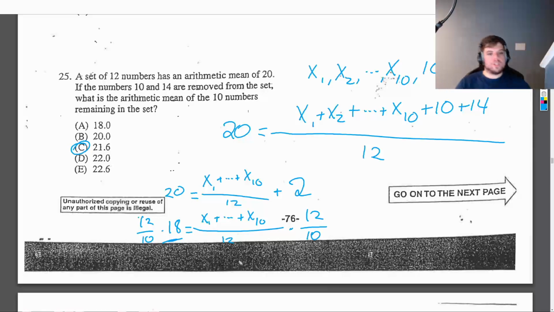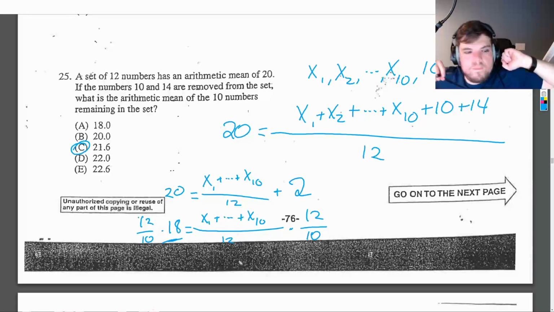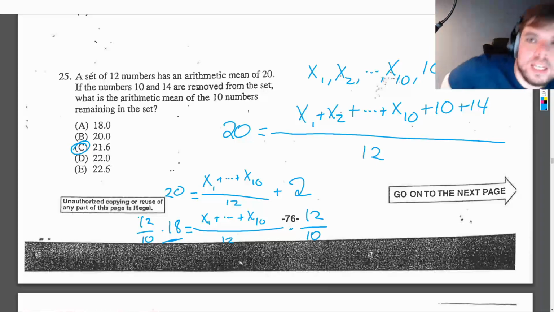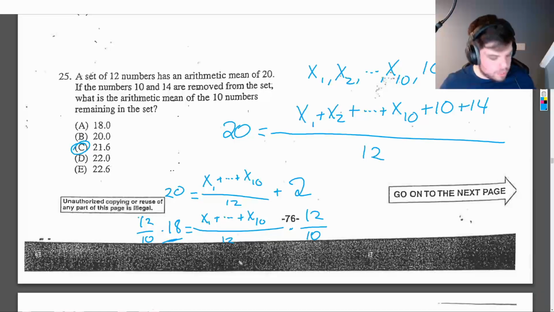Faster way to do this. Is that even the right answer? Has to be. I think so. Is there a faster way? I don't immediately see it. If there is a faster way, I don't immediately see it.